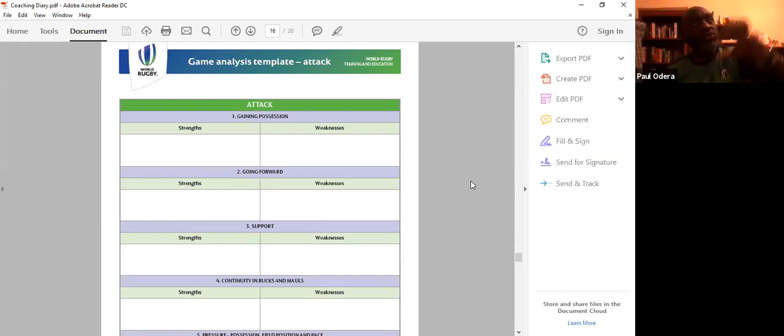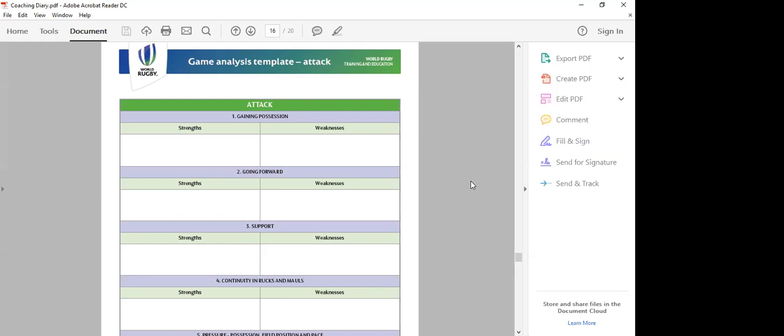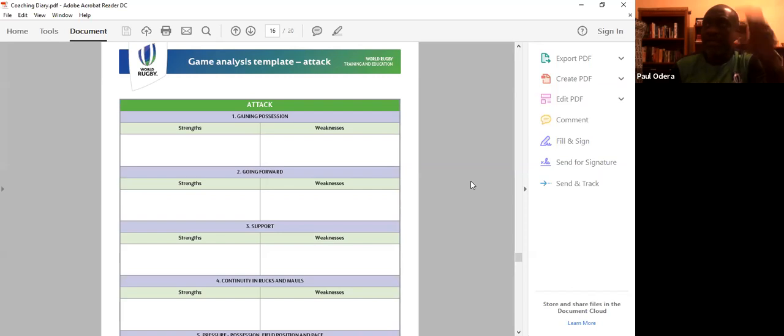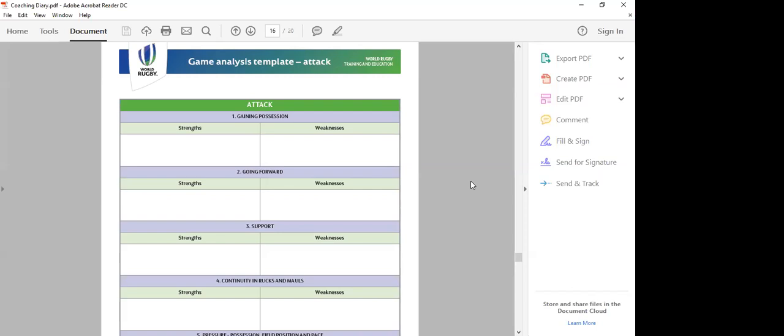So ball in two hands, push, and I'm just looking for a word. Basically, I would like to see the fingers pointing to where the pass is going. Perfect, you've got it. Two hands, push, point. Yes. That's it.